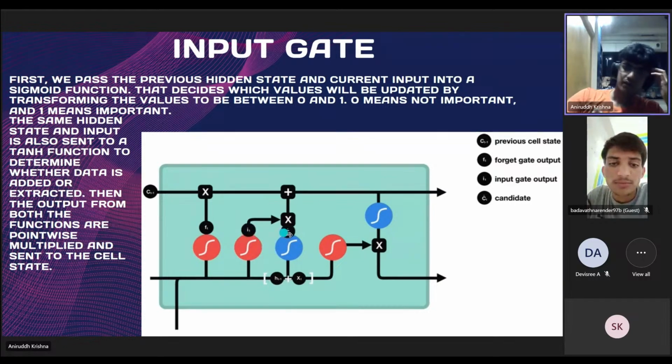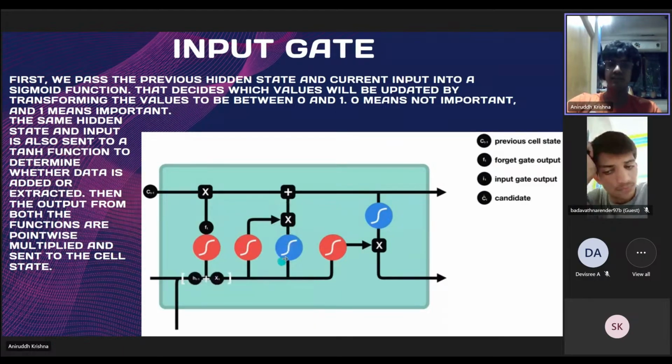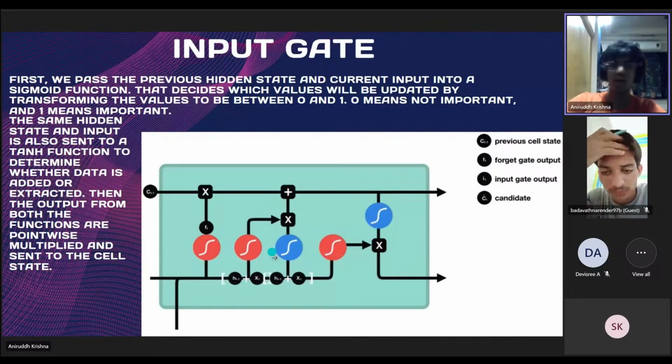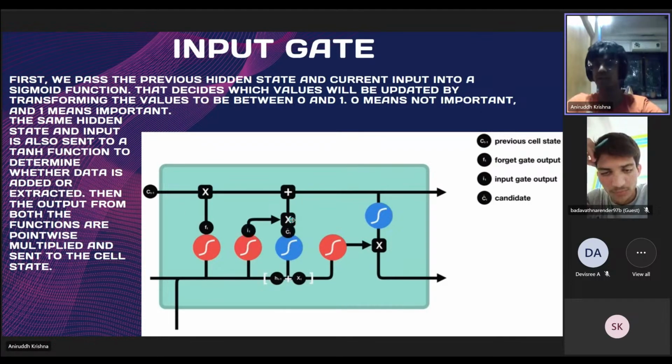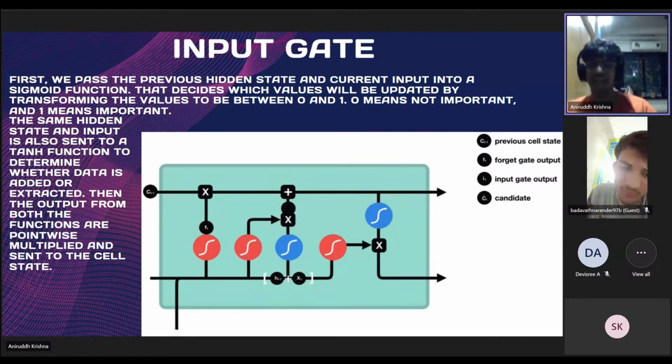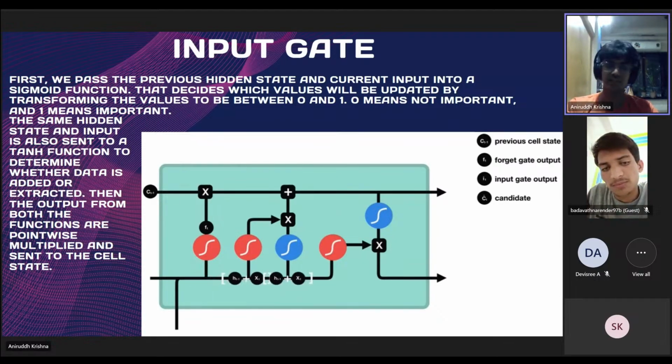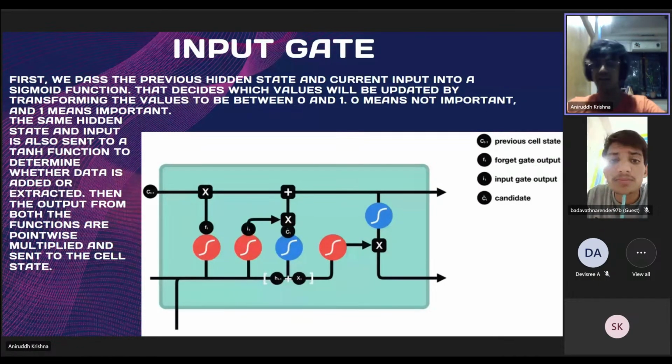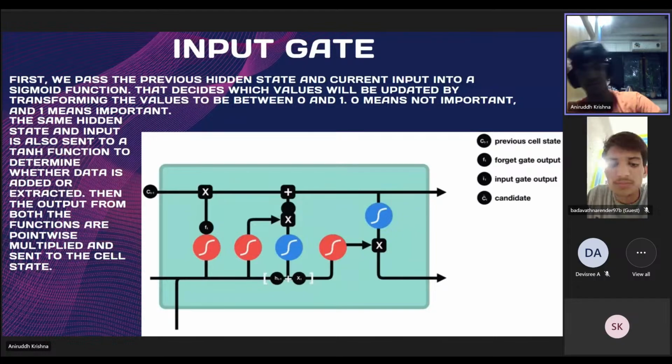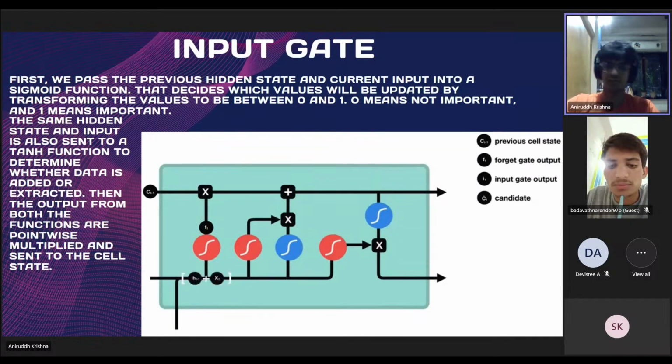So the tanh function, yeah, we can either remove or add data, and then the sigmoid value and the tanh value get pointwise multiplied, so that the value we have got from the tanh function, the value that we want to remove or add, also gets to know which information needs to be forgotten. That basically optimizes the model more. So now instead of worrying about 100 things out of which 50 we have to remove and add, if we have forgotten 50 elements that we don't want, we just have to deal with the other 50.